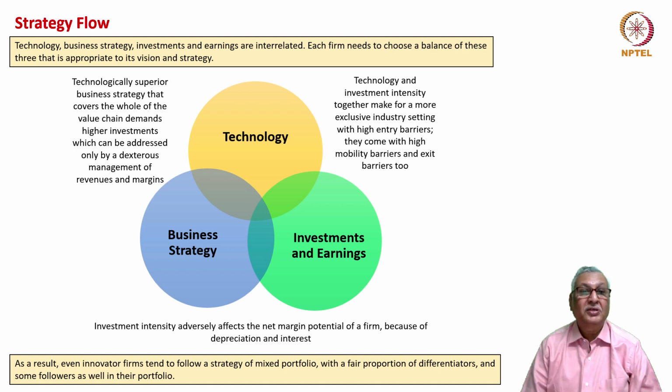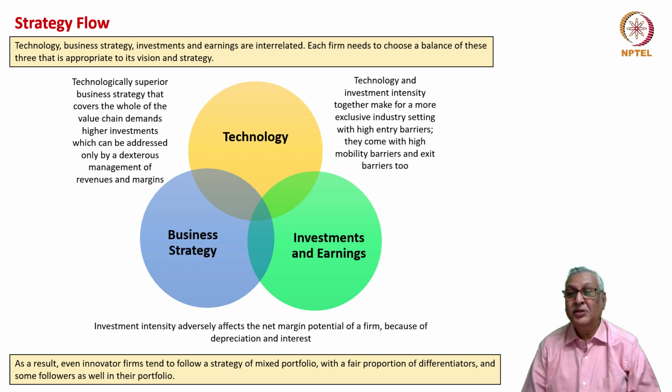The flow of strategy is dependent on the interrelationship between strategy, investments, and earnings. Each firm needs to choose a balance of these three that is appropriate to its vision and strategy. In respect of technology, a technologically superior business strategy that covers the whole of value chain demands higher investments, which is self-explanatory. But these can be addressed only by dexterous management of revenues and margins. Cash flow must be high. The ability to raise funds must be high to be able to be technologically intensive.